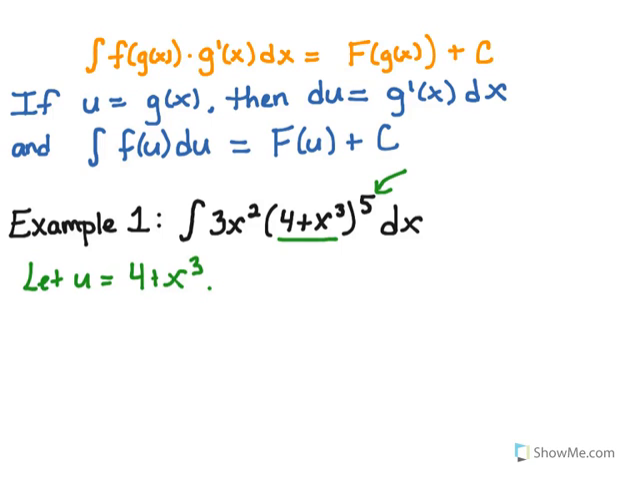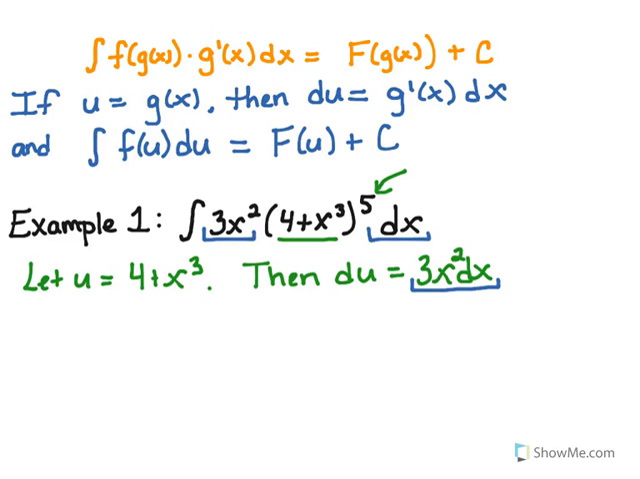Let's see what happens. If that's the case, I want to now find an expression for du. Well, what's the derivative of 4 plus x cubed? The derivative of 4 is 0. The derivative of x cubed is 3x squared. And then we have to multiply by dx. Now here's what I notice. 3x squared dx is the same as du. Well, in the original problem, I have a 3x squared dx. So I'm going to rewrite this entire problem.